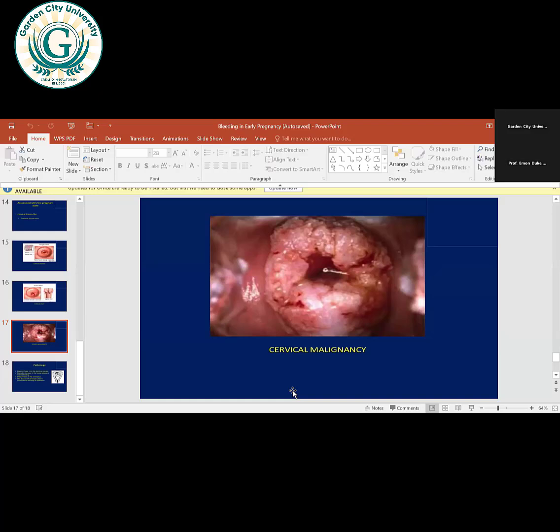So if it is outside the uterus, most times, depending on the condition, the gynecologist may schedule a laparotomy to remove the myoma and allow the pregnancy to go on.